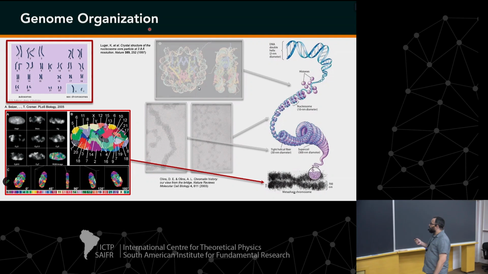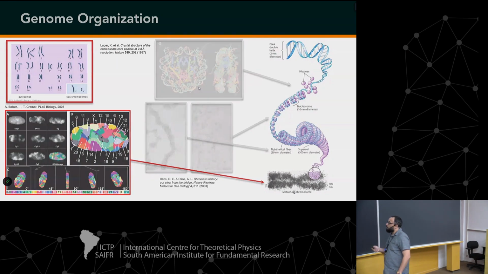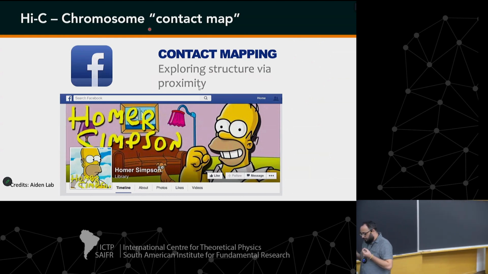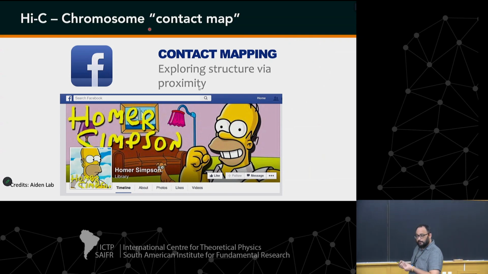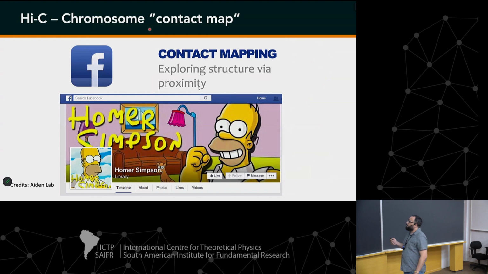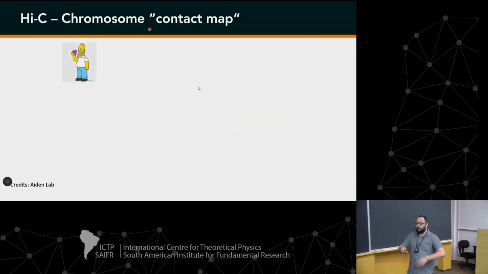Okay, so a new strategy to understand what's happening in this part here is a new technique that was developed called Hi-C. Hi-C is like a contact map for chromosomes, where you measure the contact, looking at the proximity between different DNAs. I got this image to explain how this experiment works, because it's very nice. The idea is, if you want to make a contact map for proximity, we can, for example, look at the Homer Simpson Facebook, take the pictures, and calculate the frequency of contact between him and his relatives, right?